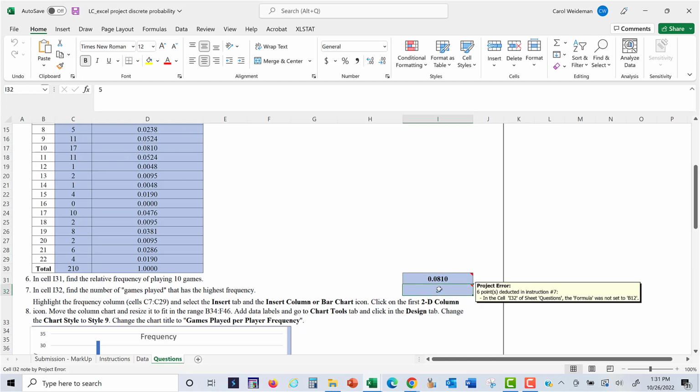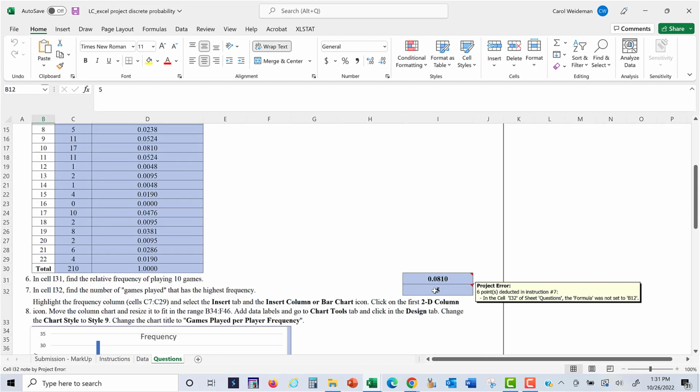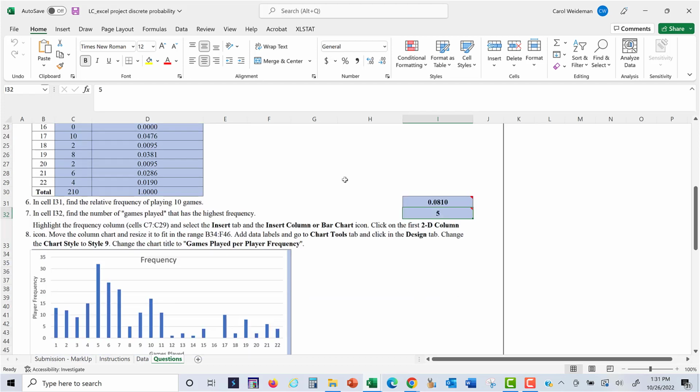Okay, and then here, you put a 5 in. That's not correct. It wanted you to point a cell to find the number of games that had the highest frequency. And so you'd want to look through here and say, okay, what was the highest frequency? Here it is here. And so they wanted you to point to this cell right here, which is B12. And you just put in a 5 there instead of putting in the pointer to cell B12. So those are 2 cells you lost points on.